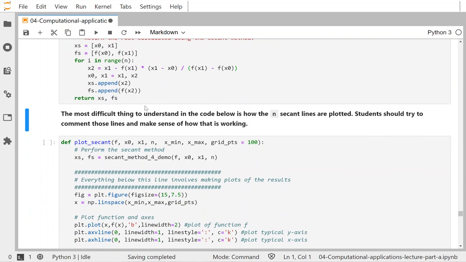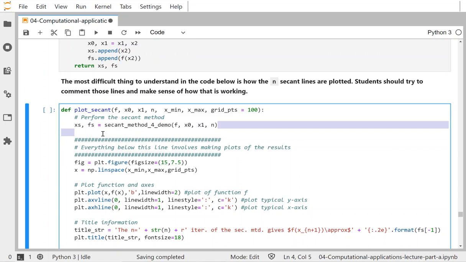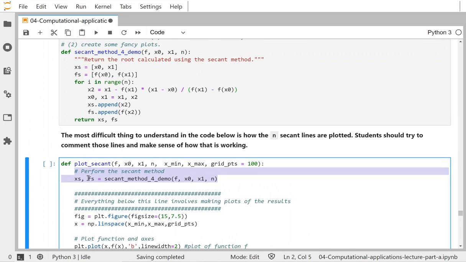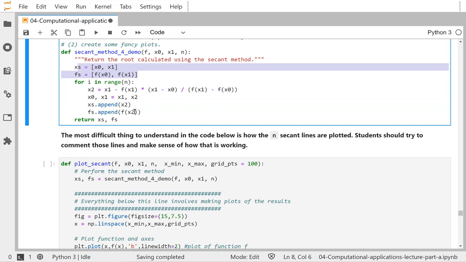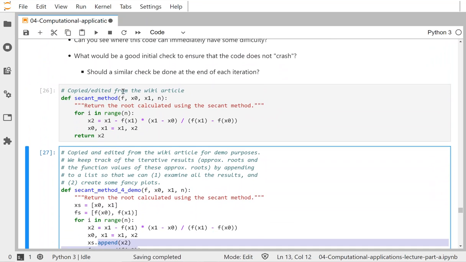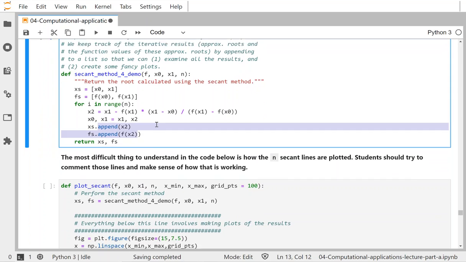All right. The most difficult thing to understand in the code below is how the end secant lines are plotted. As usual, this is the whole computation that's done. I'm using the secant method for demonstration purposes, and I'm producing all the x's and f values for plotting purposes that I appended into lists here. So I initialized lists, and then I'm appending to the lists at each iteration. That's the only difference between my code for demonstration purposes and the wiki code.